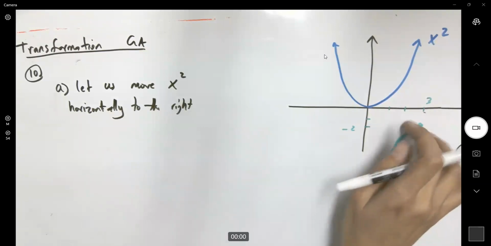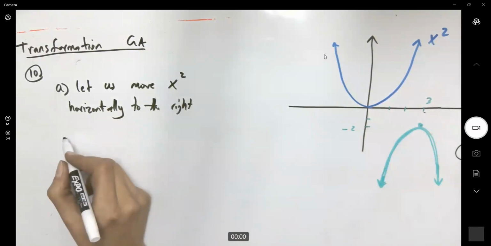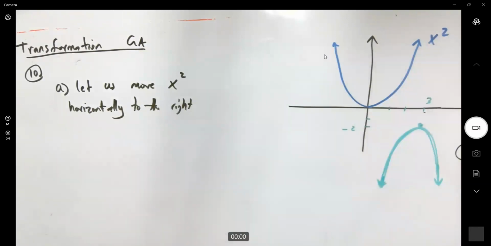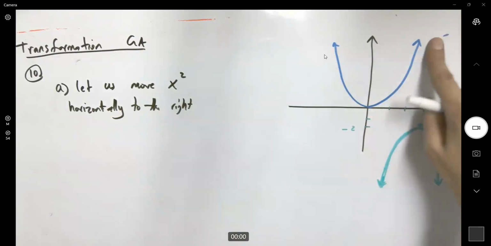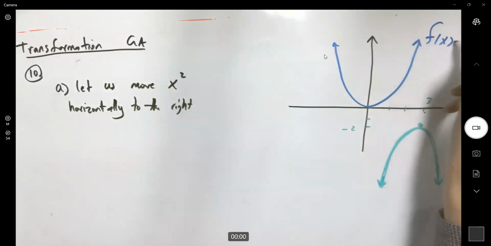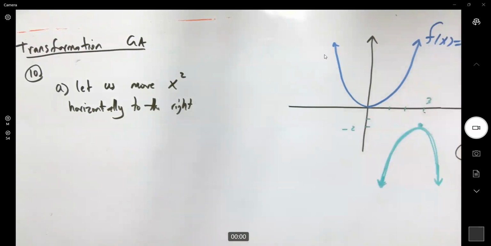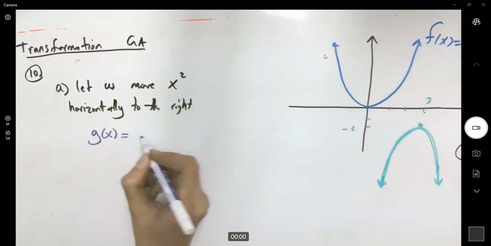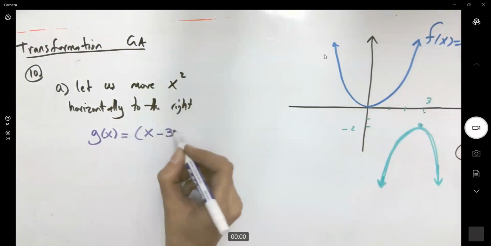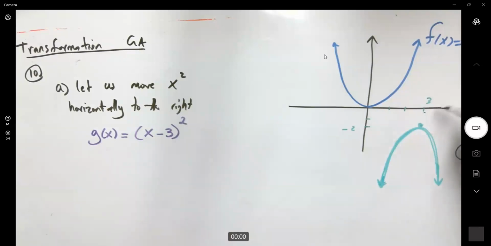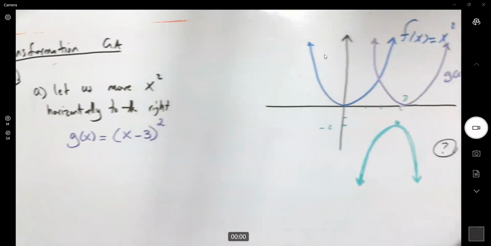It means that I have to change my x. So my new function, this is my f of x, let's write it down. f of x is equal to x squared. So my new function becomes g of x equals x minus 3 to the second power. So this is what I'm doing: I'm taking this guy and shifting it 3 units to the right-hand side. So this is g of x, which is x minus 3 squared.